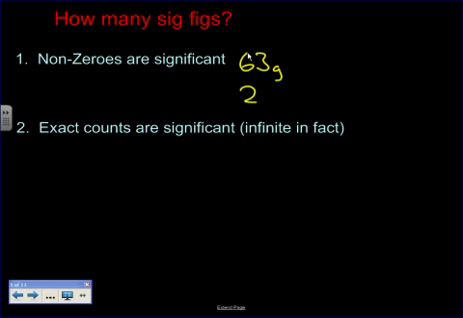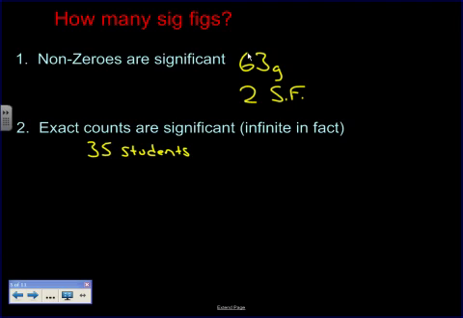Okay, and since that makes up 90% of your numbers, that's pretty good. So if we look at something like 63 grams, both of those digits are non-zero. 6 is non-zero, 3 is non-zero. They're two significant figures. The second rule is exact counts are always significant.